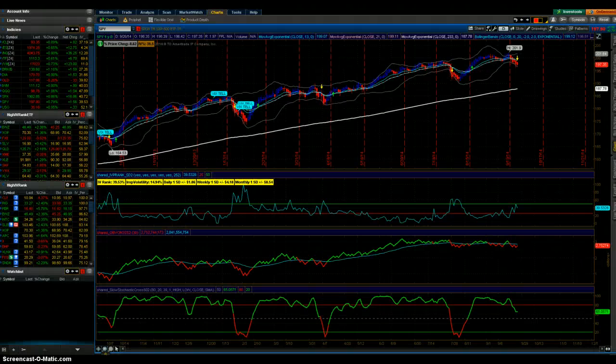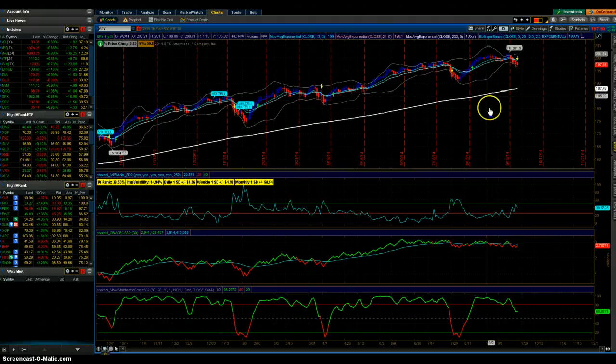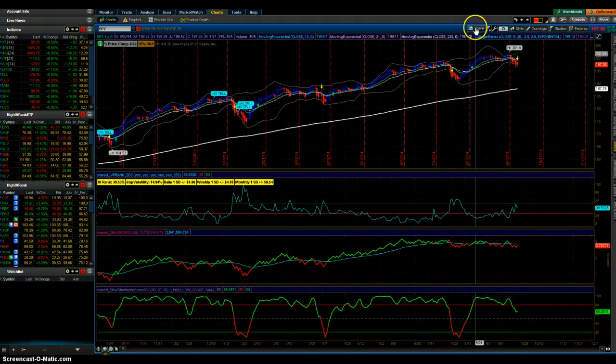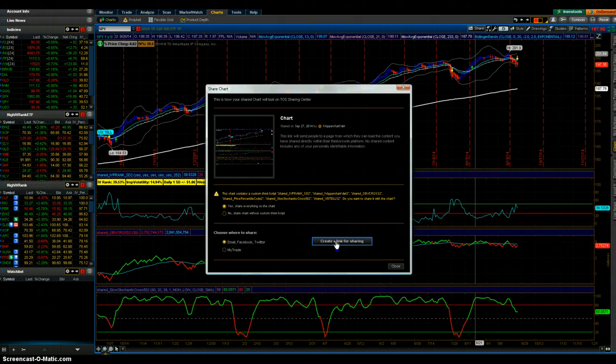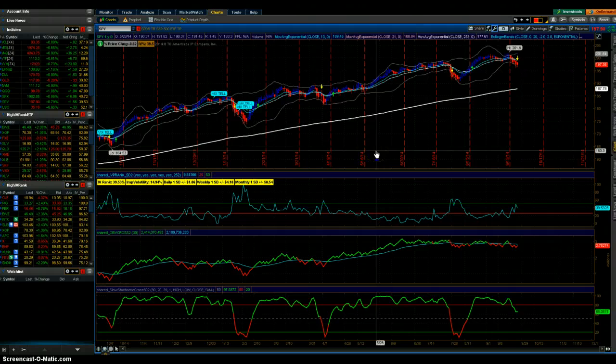Now on Thinkorswim, here's a standard SPY chart. I've shared this chart many a times. I'll make sure I share this chart again with this video link. I'll attach it into the comments below. Just copy and paste. In fact, before I forget, I'll just go share here. I'll create a link for sharing, and I will share everything. I'll hit copy, and then I'll just paste it later into the video and on the posting.